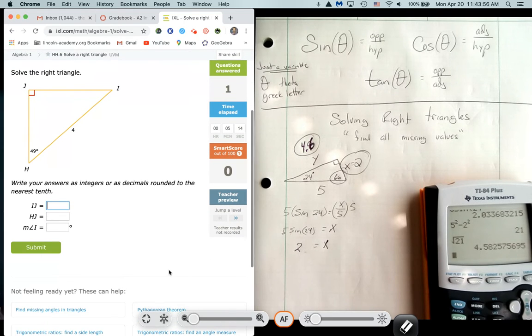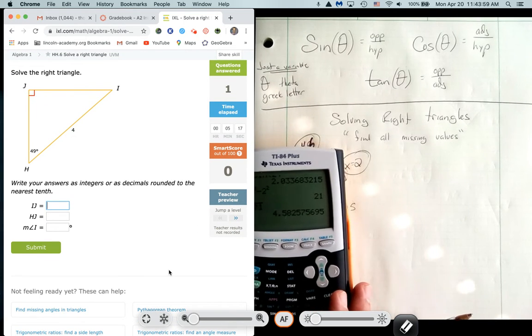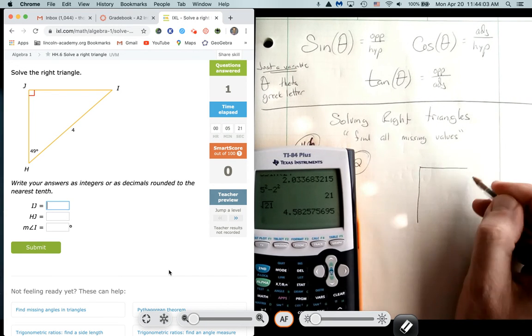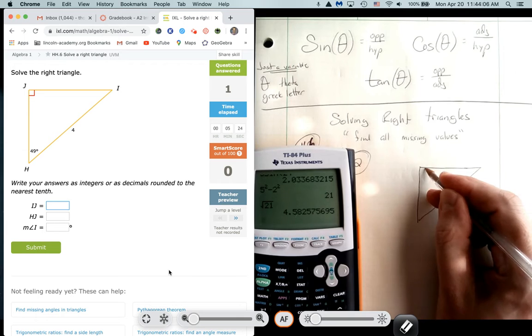Let's do another one. Again, the first thing I'm going to do is write down a reference triangle. I'll write down that triangle, putting in the things I know.